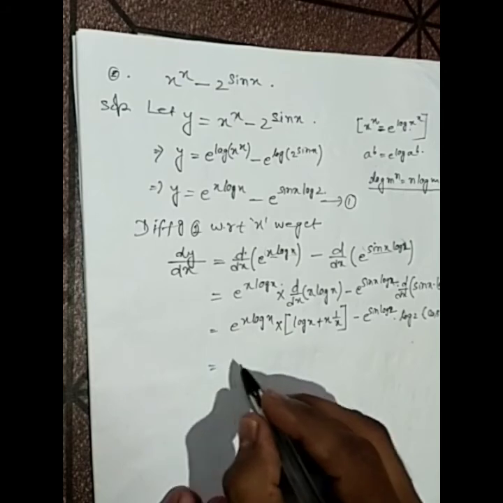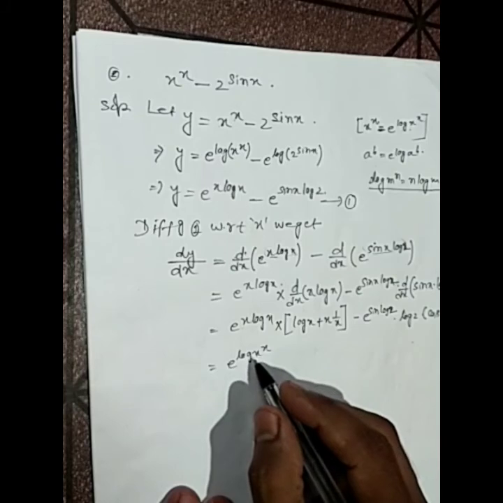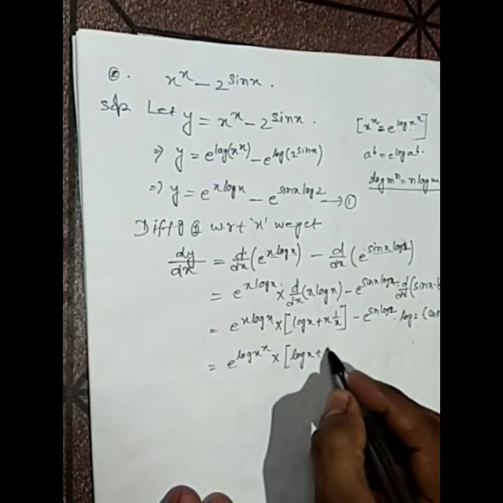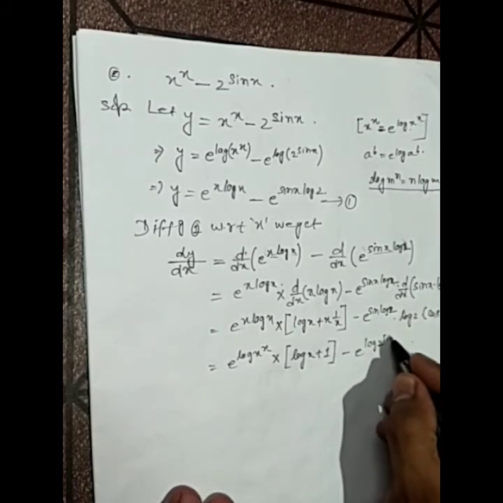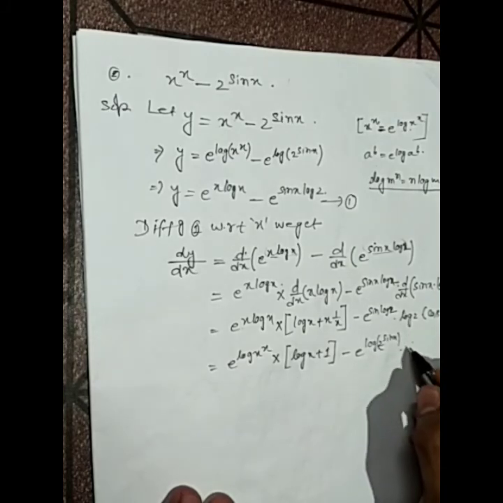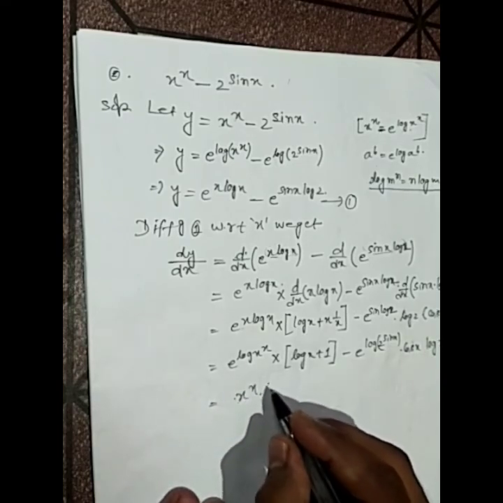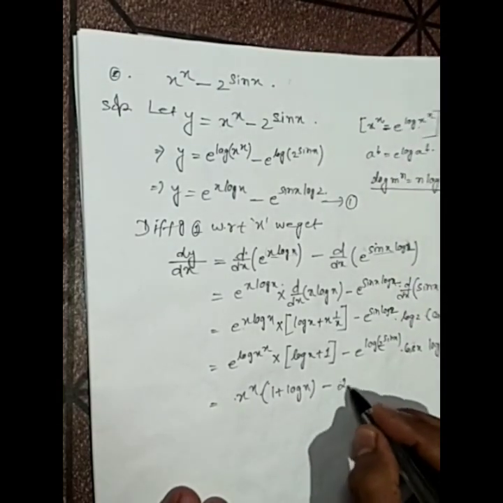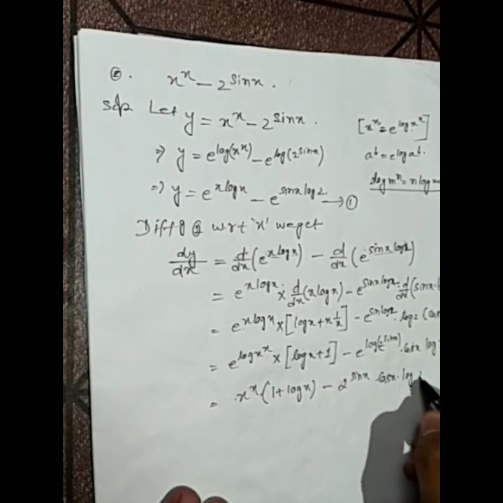So again, this can be written as e to the power log x power x. Interchanging again, into log x plus 1, minus e to the power log of 2 power sin x into cos x log 2. So it equals x power x into 1 plus log x minus 2 power sin x into cos x into log 2. So this is the answer.